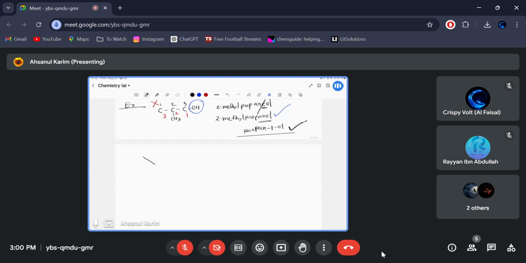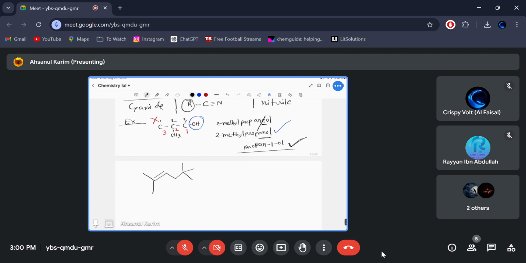Now let's solve this one. You guys need to find the IUPAC name for this compound. Do not write this thing in your note copy. Use a rough paper or rough copy to find the naming. So what are the 2 points? The functional group has the highest priority. Okay. And the second point, this is also correct.